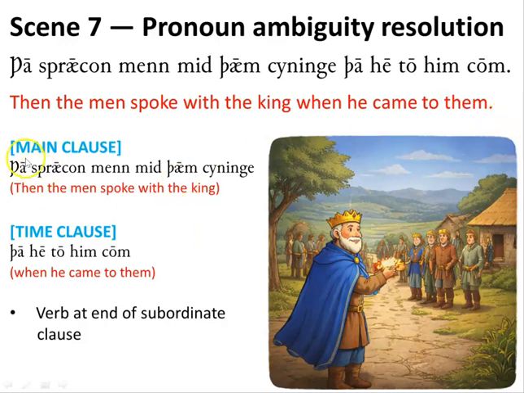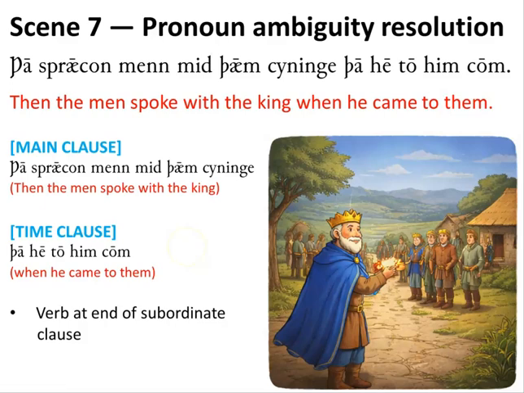All right, so now what you have is the main clause, Thas barakon menna mid tham kuninga, right? Then the men spoke with the king. A time clause is added, Tha he to him kom. Okay, subordinate clause, notice the verb at the end there, kom, came. Generally, in a subordinate clause, the verbs are going to go to the end, but not always. It's not an absolute rule.